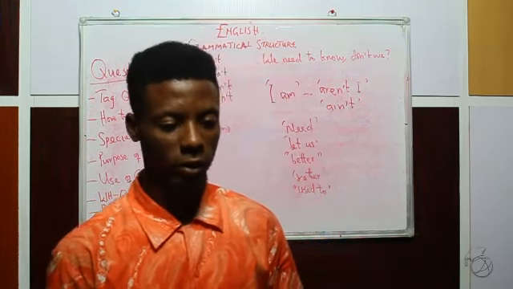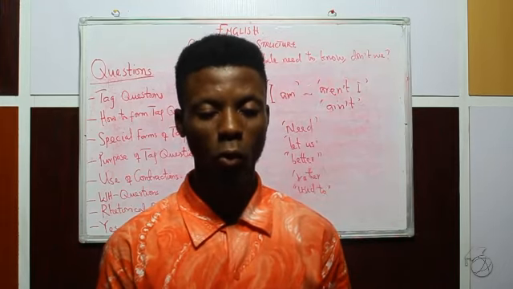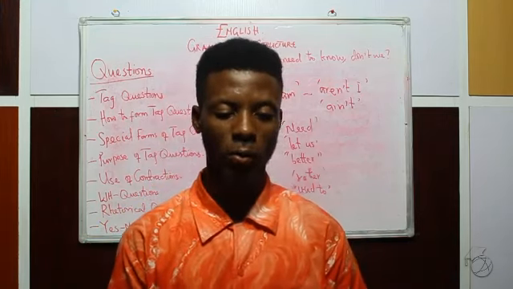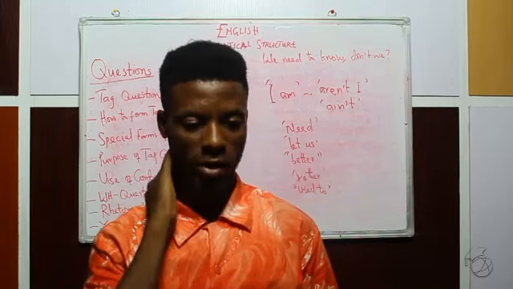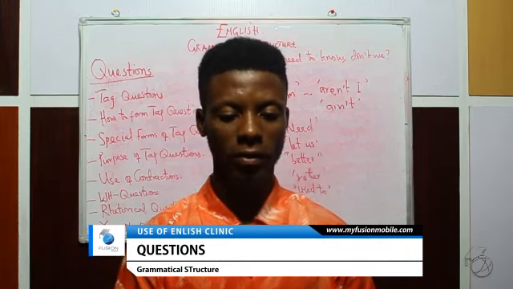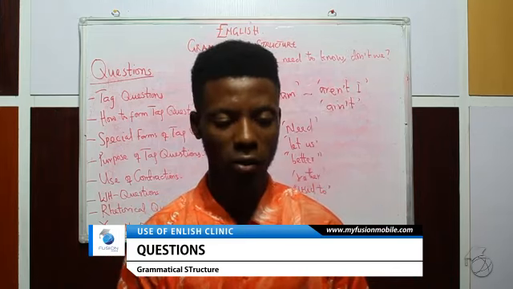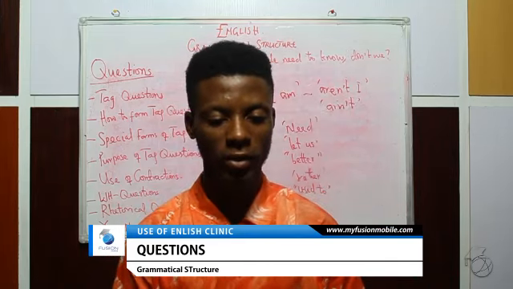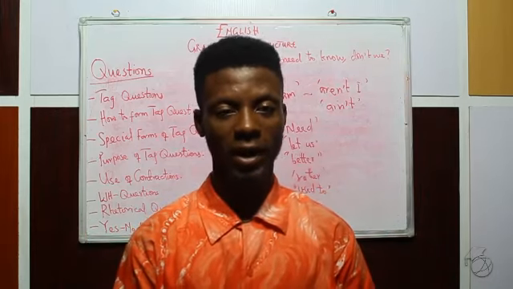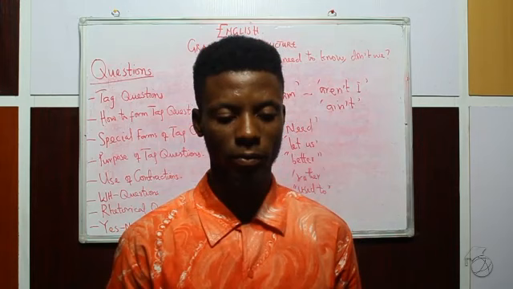The WH questions are formed by the use of the following interrogative words: who, whom, whose, what, which, when, where, why, and how. How is included in the list of the interrogative words because it is pronounced with the initial H, like whom and whose, even though it's not in WH. It has the H sound in the initial stage of the pronunciation of that word.